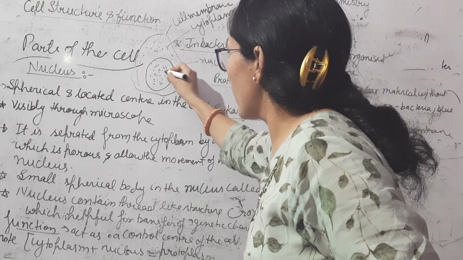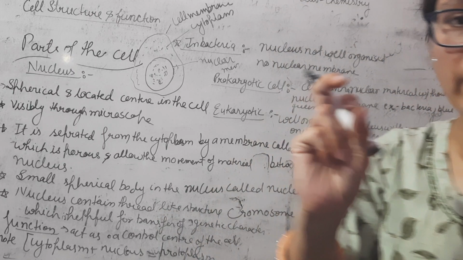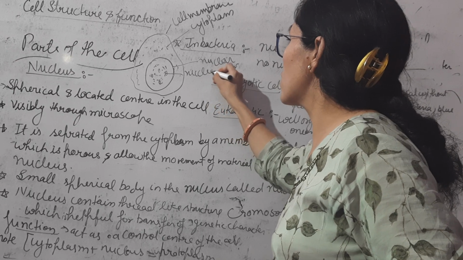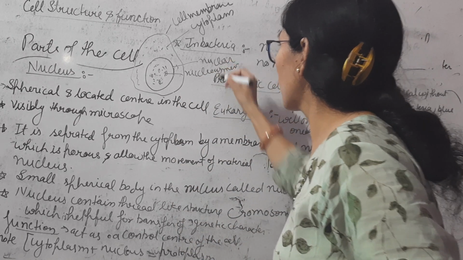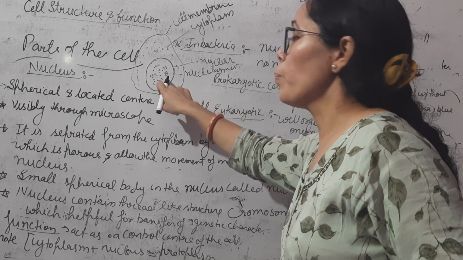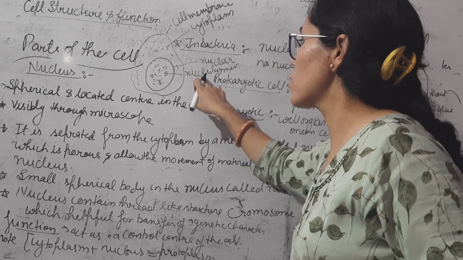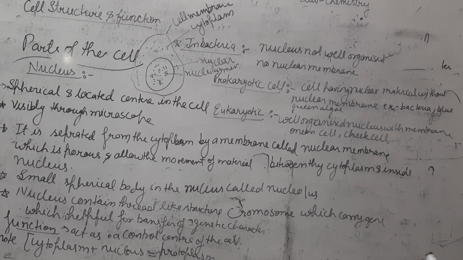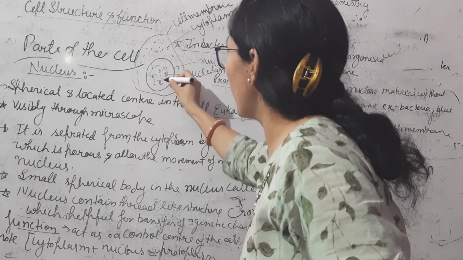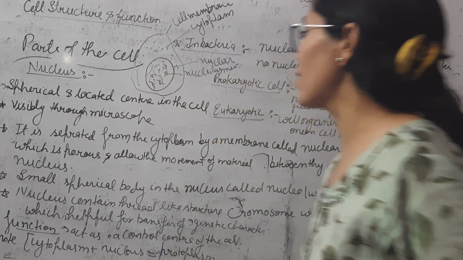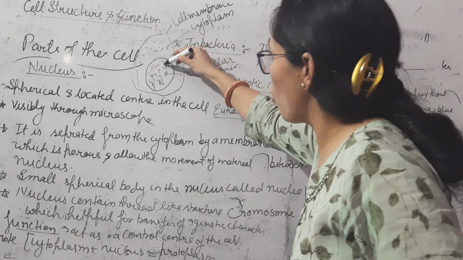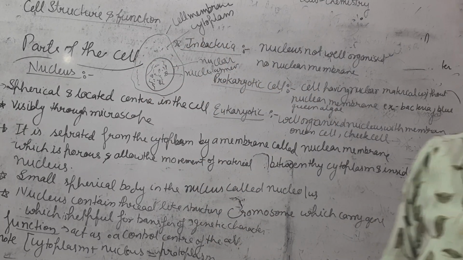Some small spherical bodies are also present in the nucleus, which are known as the nucleolus. The nucleus also contains some thread-like structures. These thread-like structures are known as chromosomes. The chromosomes contain genes.